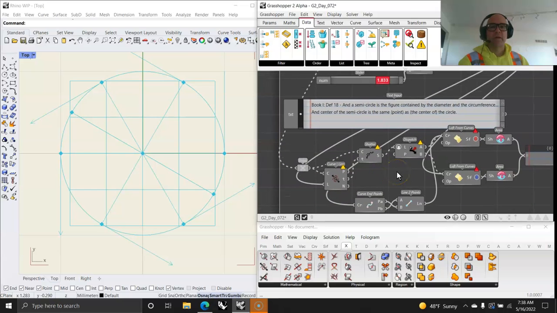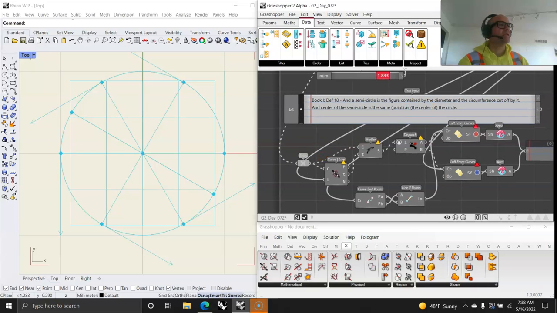And so there was something in here that I left out. Yeah, the circle cut off by it. Maybe I didn't read 18 exactly right. Let me take a look at this. We did hit pause there for a minute.